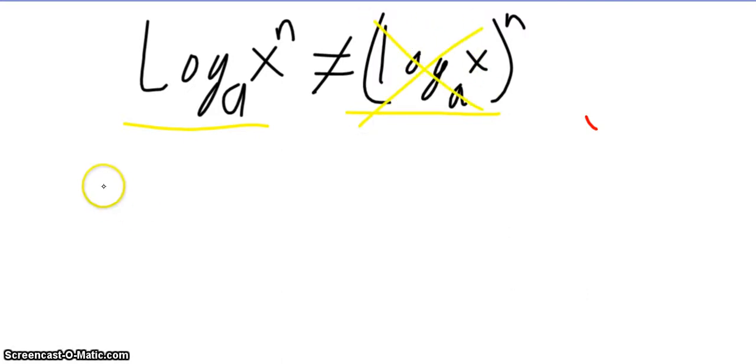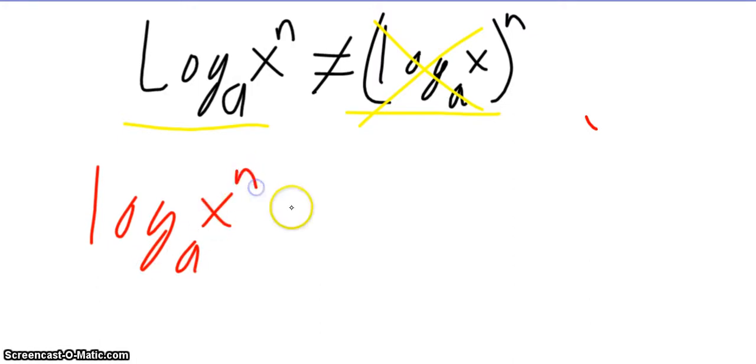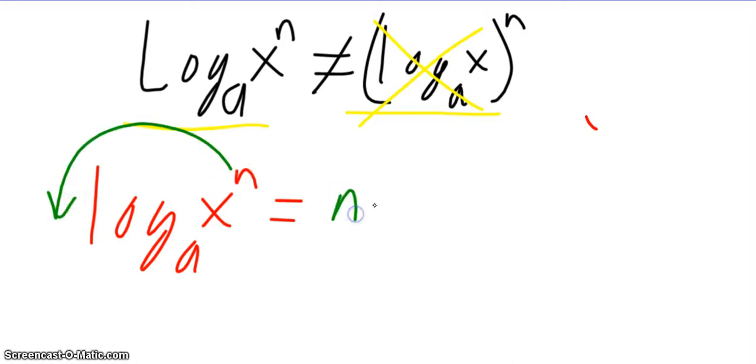So again, if I have log base a of x to the n, now the property is I can bring that exponent down in front. So this becomes n times log base a of x. So now we can combine that with the addition and subtraction properties as well.